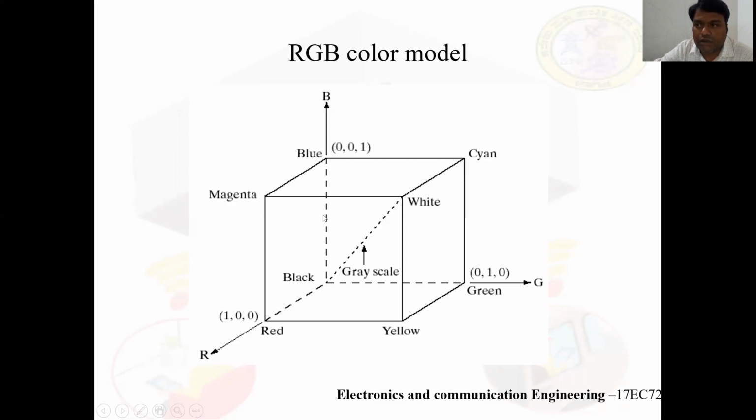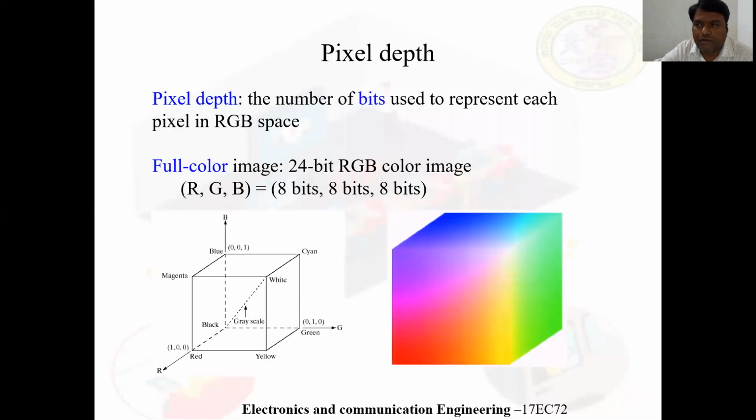In this model, grayscale extends from black to white along the line joining these 2 points. The different colors in this model are points inside the cube, defined by vectors extending from the origin. In the RGB model, the image consists of 3 component images, one for each primary color. When fed onto an RGB monitor, these 3 images combine on the screen to produce a composite color image.